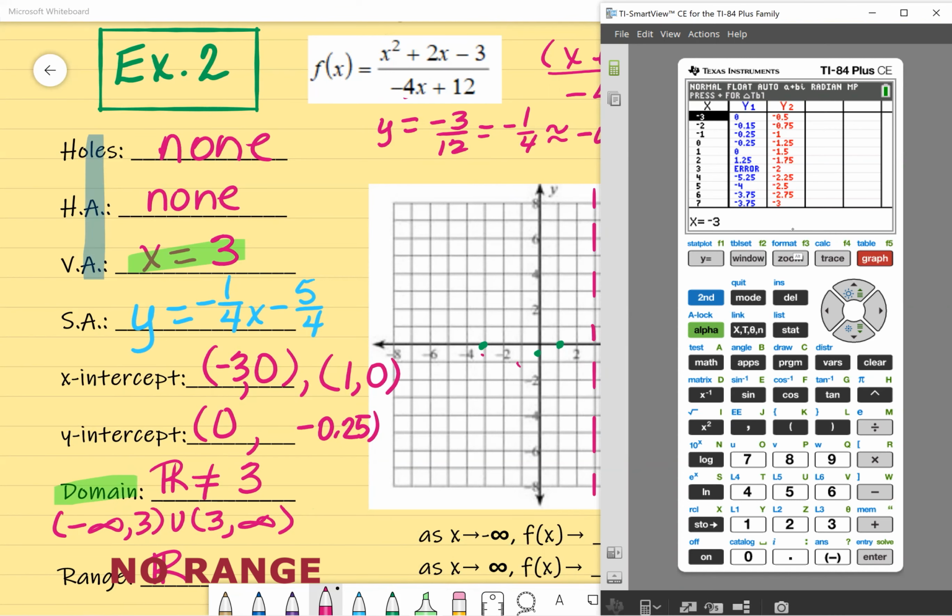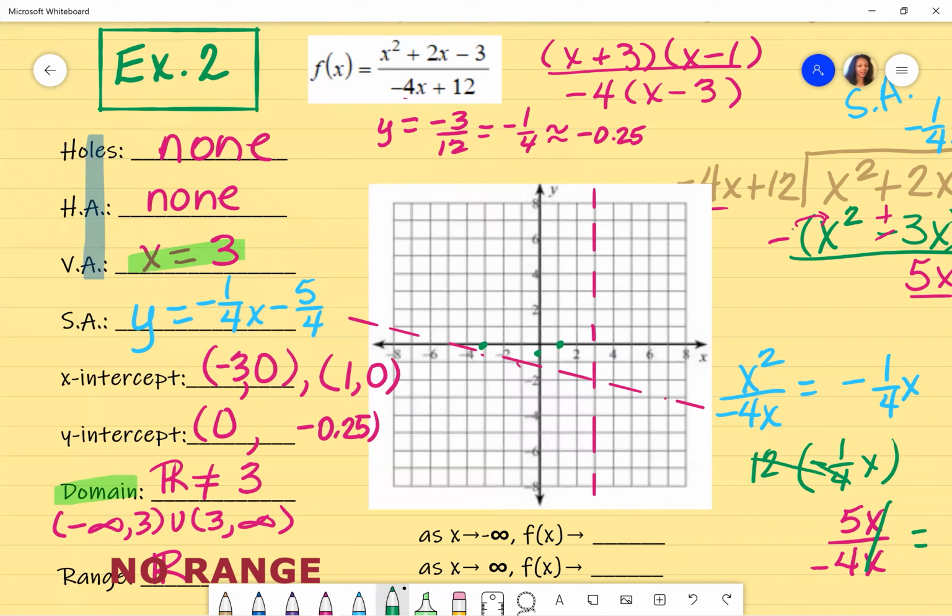So 7 and -3. Now I see that this part of my graph, I can connect the dots. I can get really close to my vertical asymptote. I can get really close to my slant asymptote. I just can't touch it. So I noticed I didn't have any points on the other side.